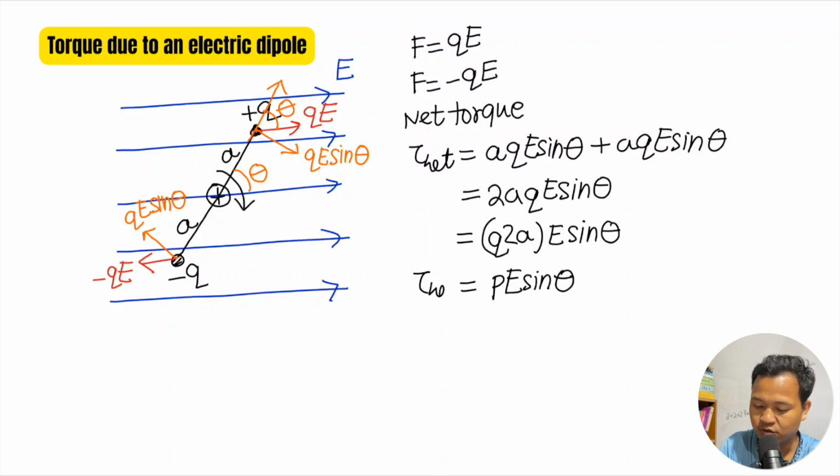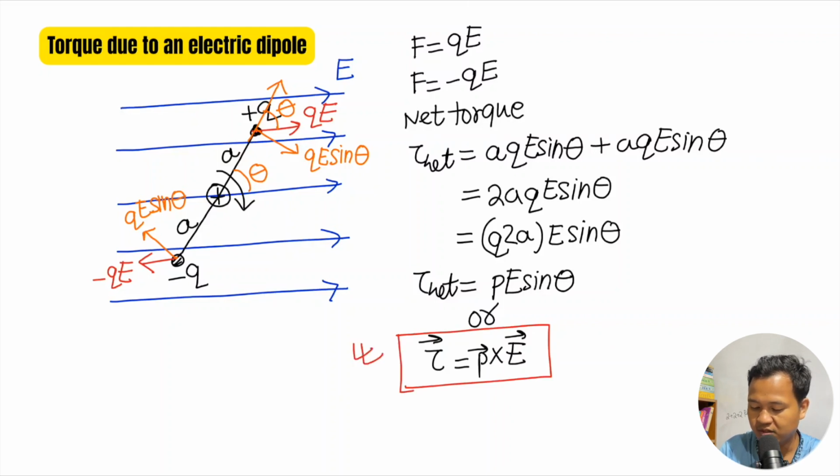So I can write this as a vector: torque is equal to P cross E, in terms of vector. It is the formula for torque due to a dipole, P cross E.